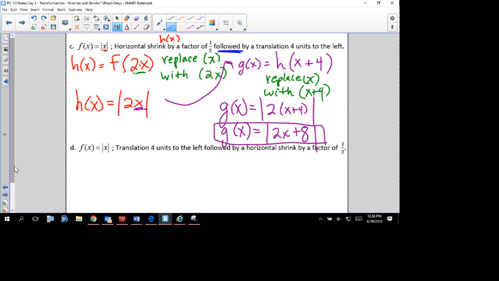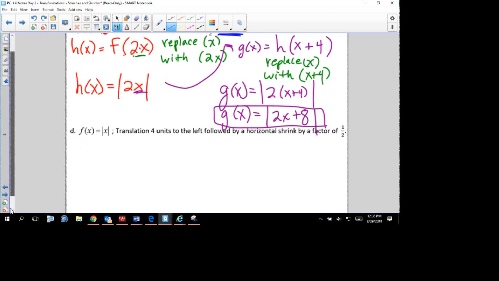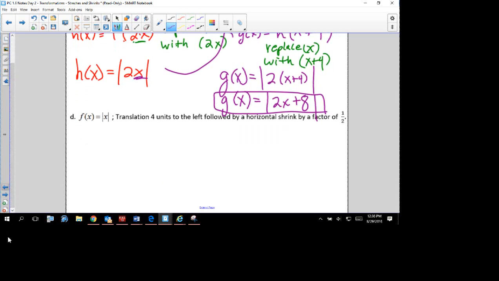So translation 4 units to the left. I hope I'm talking loud enough. I feel like I'm not talking very loud because I have this cold.